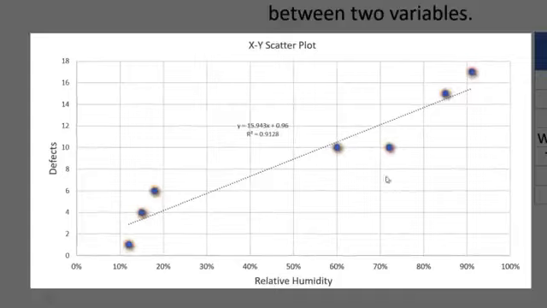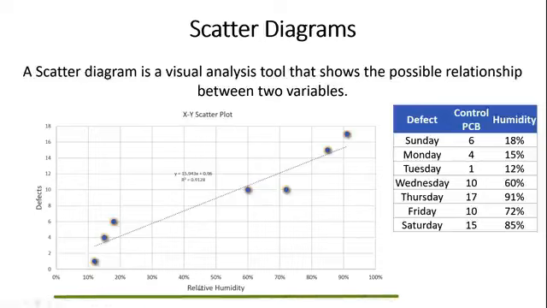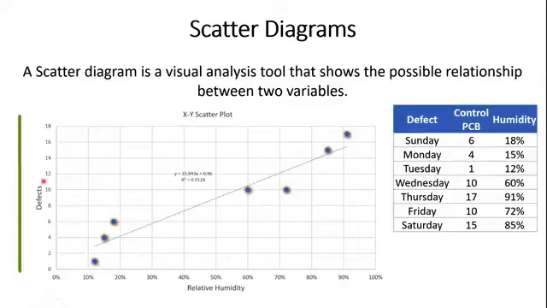What we do here is we're plotting pairs of data. So for example, on Sunday, we had 6 defects and 18% humidity. You can see that right here. That's this data point right here. We had 6 defects, 18% humidity. Now, the way this scatter diagram works, or you might hear this called an XY scatter plot, is here on the x-axis, we put our controllable variable, our independent variable, and then on the y-axis, we put our response variable. So here we believe that relative humidity is the independent variable that is affecting our response variable, which is defects. And you can see here that there appears to be some relationship between PCB failures and humidity.